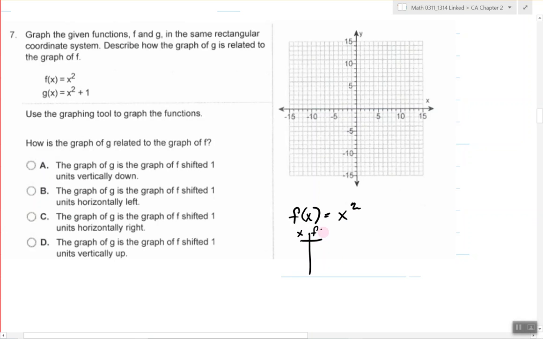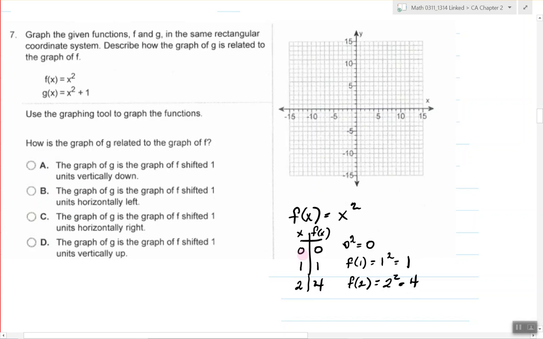Instead of calling it x and y, we'll call it x and f of x. If x is 0, then 0 squared is equal to 0, and that's your y. If x is 1, f of 1 is 1 squared, which is 1. And if x is 2, f of 2 is equal to 2 squared, which is 4. So I will do 0, 0, 1, 1, and 2, 4.